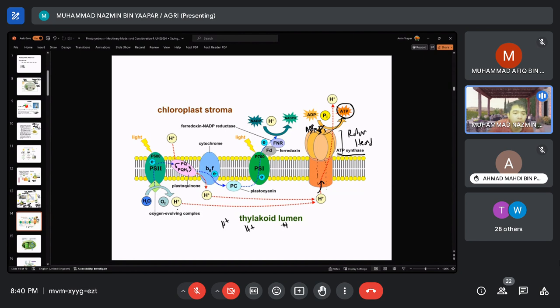Yeah, so you can imagine, the brighter your light, the more electron going through the electron transport chain, the more hydrogen pumped into the lumen, the more hydrogen will exit, the faster the rotor head will turn, the more ATP will be produced. So that's how you get your NADPH and also ATP for your light reactions. Okay, what about oxygen?